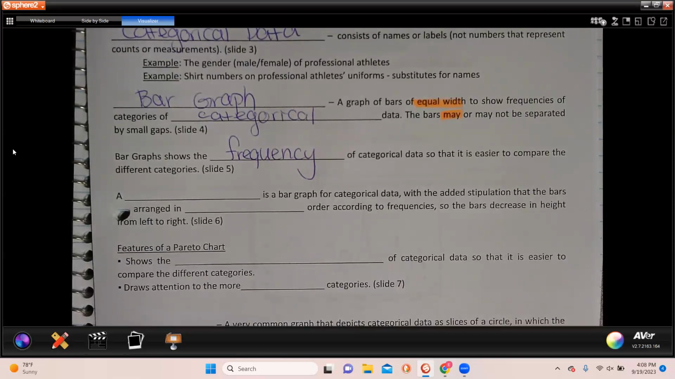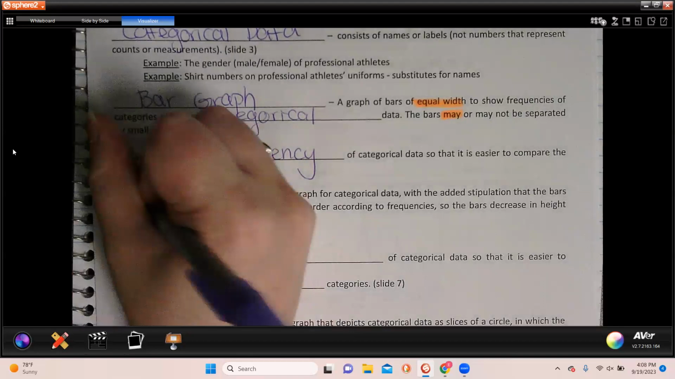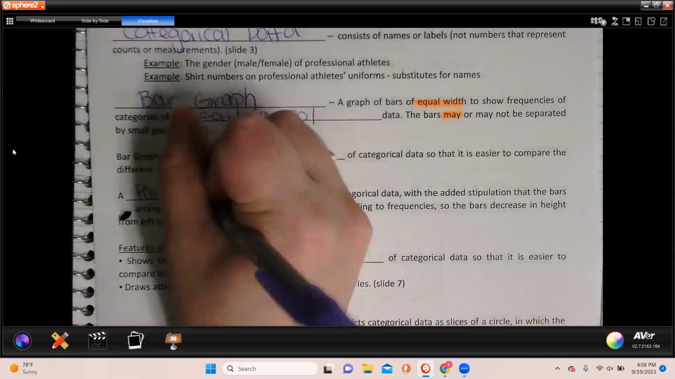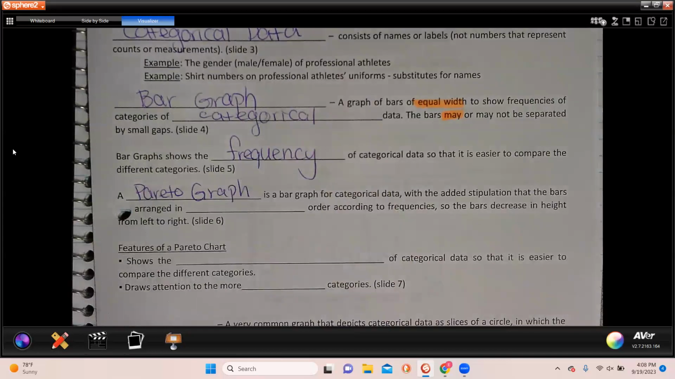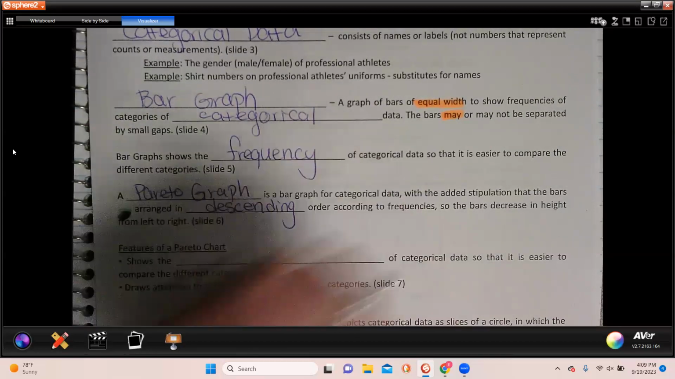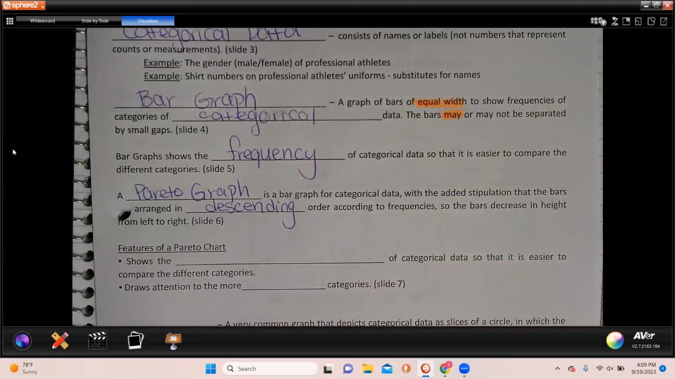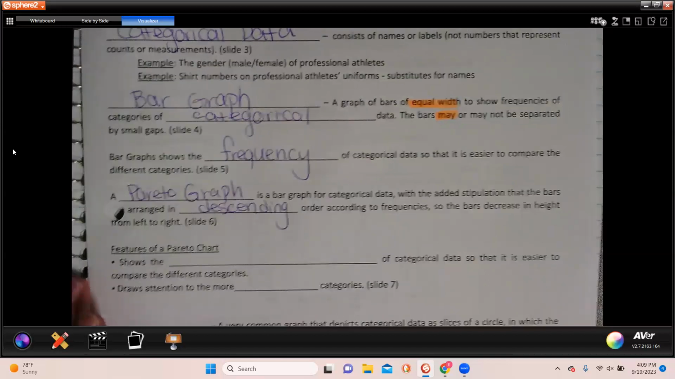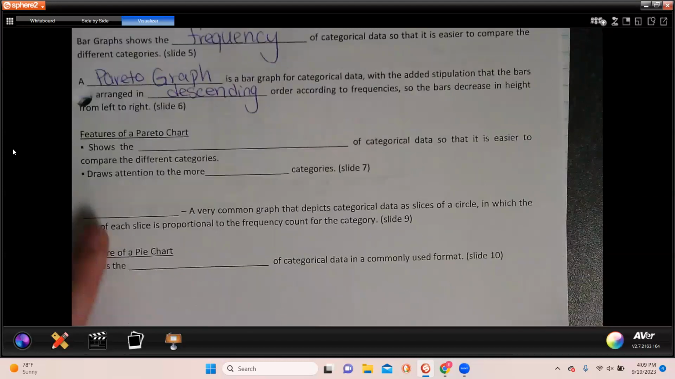All right, now there's a special type of bar graph, and it's only special because you arrange the bars. It's called a Pareto graph. A Pareto graph is a bar graph for categorical data. Of course, all bar graphs are for categorical data, but it has the added stipulation that the bars are arranged in descending order of height. So the bars decrease in height from left to right. It's really important. You should start with whoever has the most, and then the second most, and then the third, and so on and so forth.